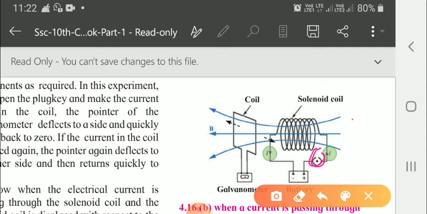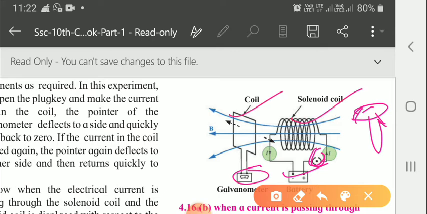So this way one pointer is there. If we put the plug in the key, then the current starts flowing, and if we remove it, then the current stops. Here is the battery, and this is the galvanometer, this is the coil, this is the solenoid coil. So we'll see the deflection in the galvanometer.